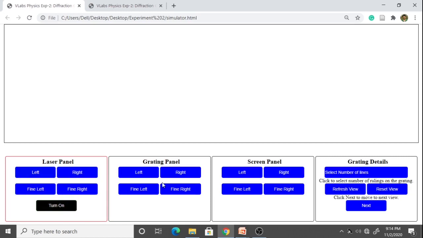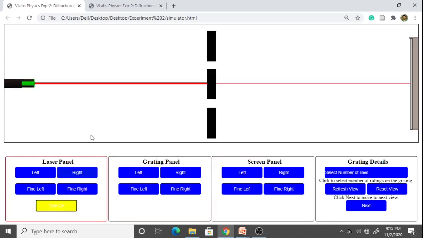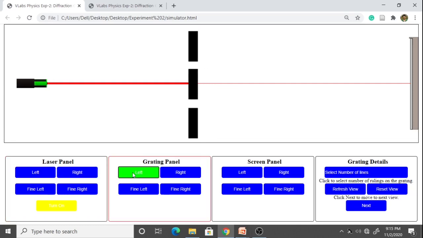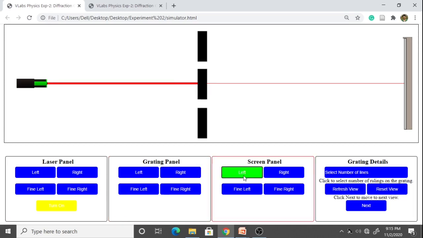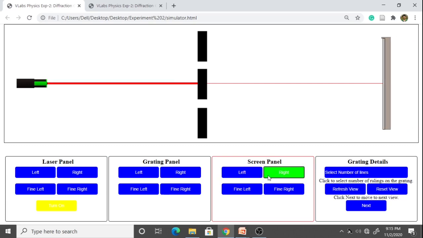There is a provision to move the laser, grating and screen. So let us turn this on. We have this laser source here, this is the grating, and this is the screen on which the diffracted pattern will be seen. I can move the laser panel closer to or away from the grating, and similarly I can move the grating towards the laser or away from the laser. I can move the screen closer to the grating or away from the grating.